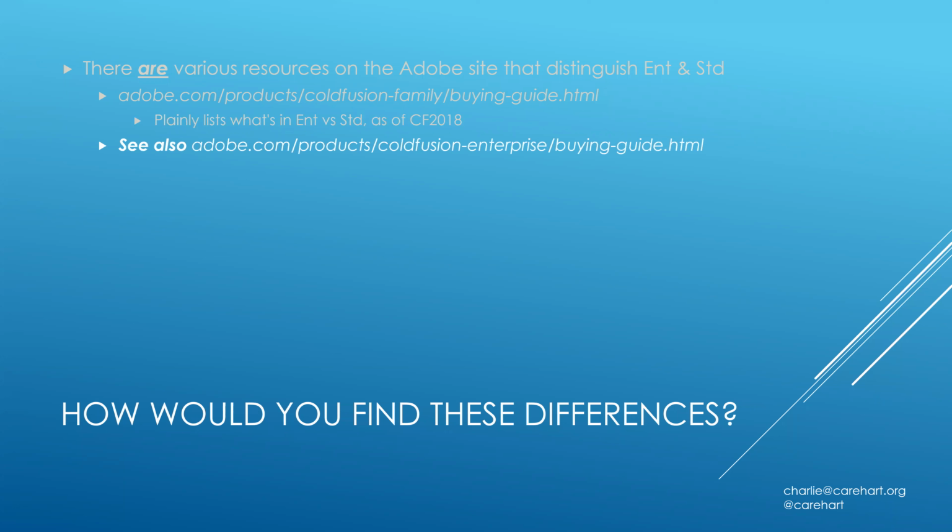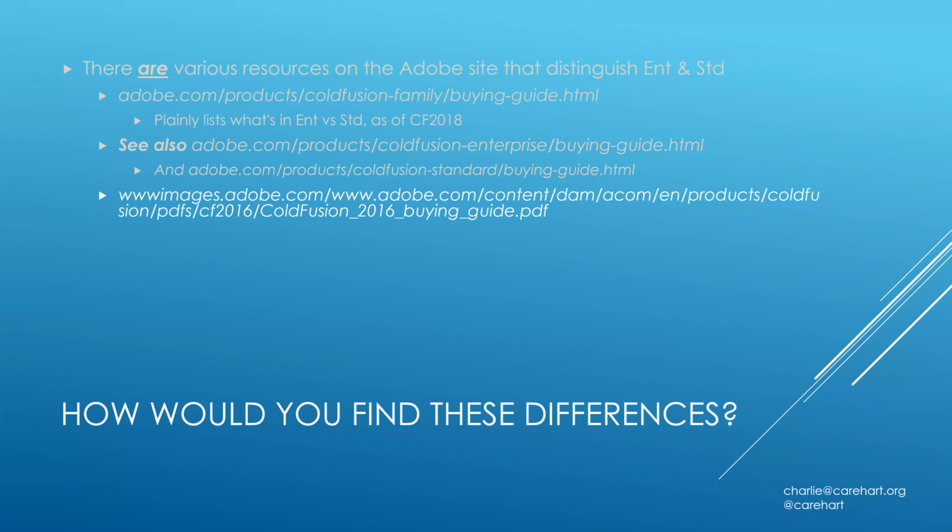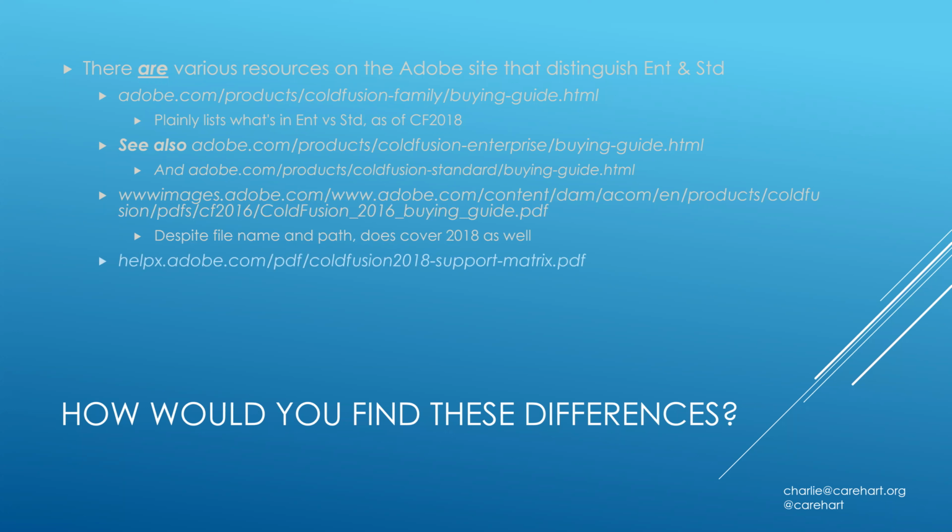There's also the buying guide for enterprise. It's a different thing. And a buying guide for standard. It's a different thing. So sometimes they say the same thing, sometimes they're slightly different. The point is, they're there. There's also a PDF called the buying guide, and despite the name, it's a different guide, and it covers CF 2018. So technically, one should look at all those, and I did, trust me, and that's what led to this presentation.